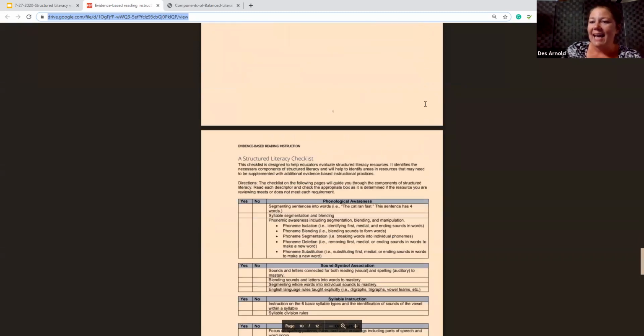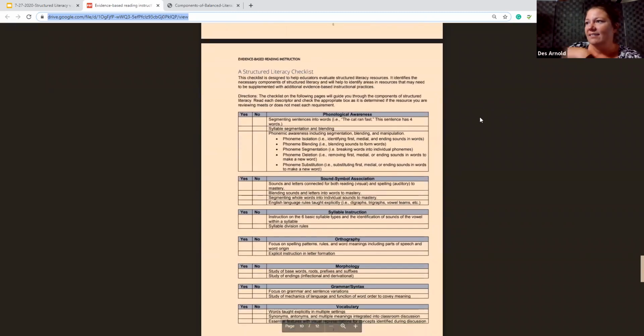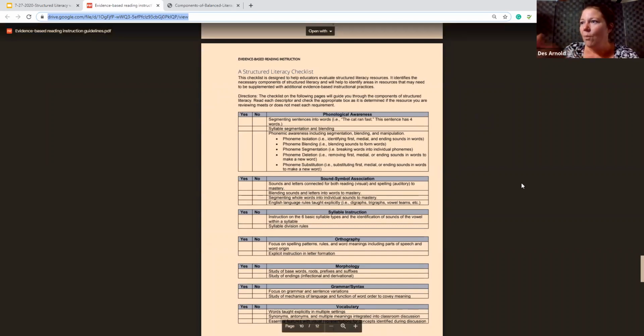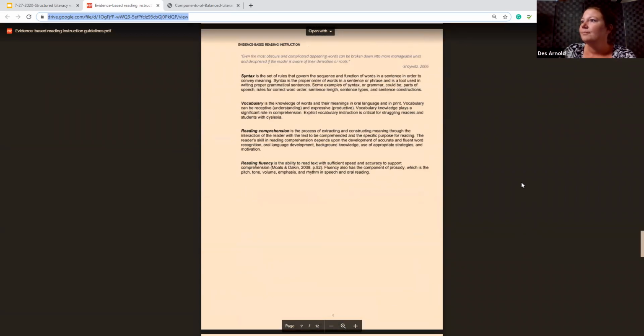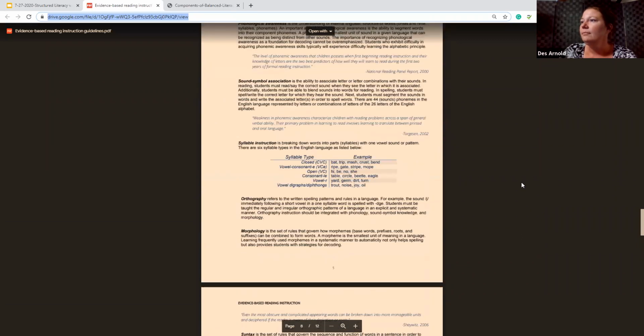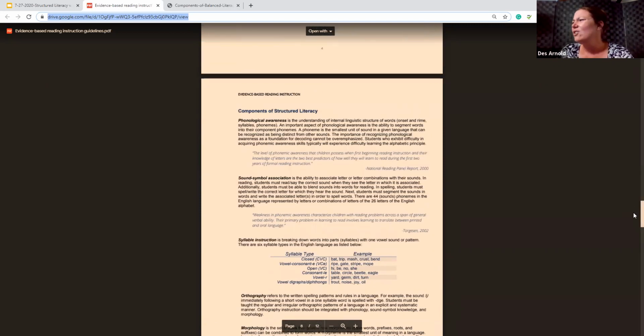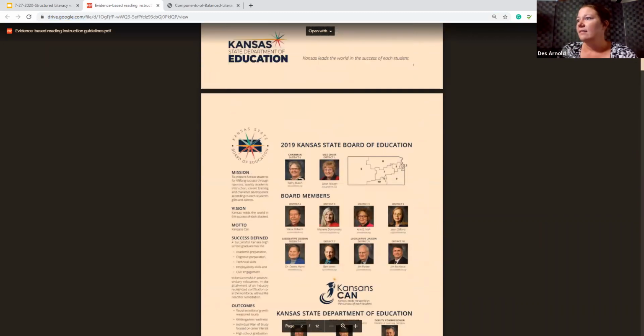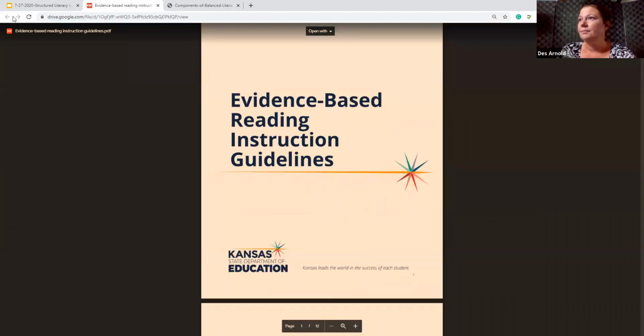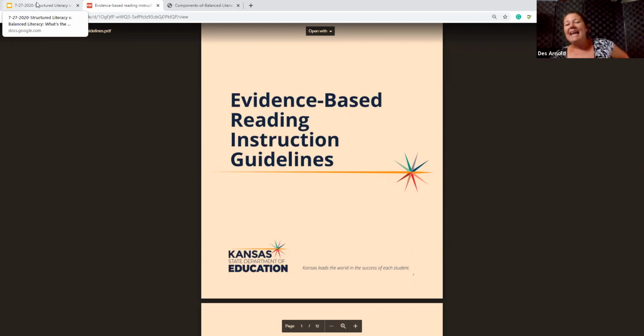And then if you were trying to get teachers on board, here's a fun checklist at the bottom. What are we doing? What can we do differently? And this is a school in Kansas and what their guidelines are. Did that answer your question?